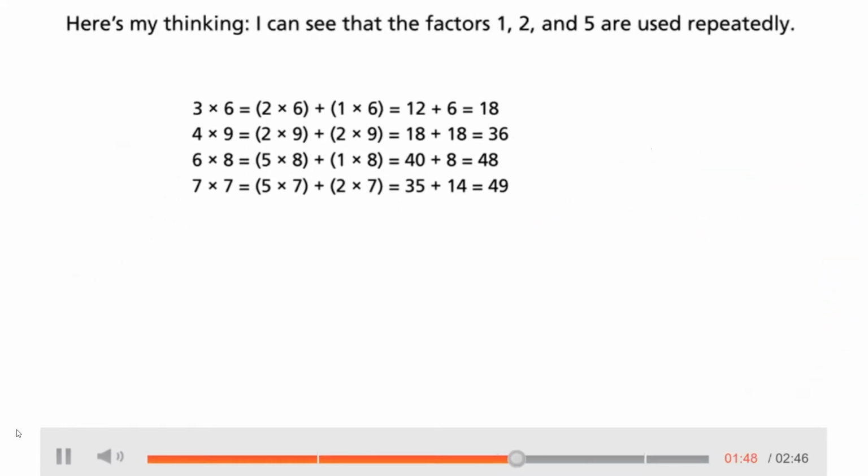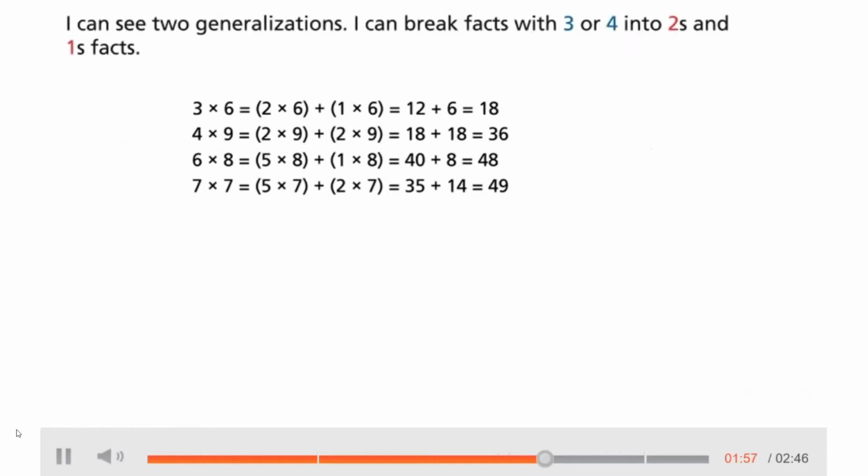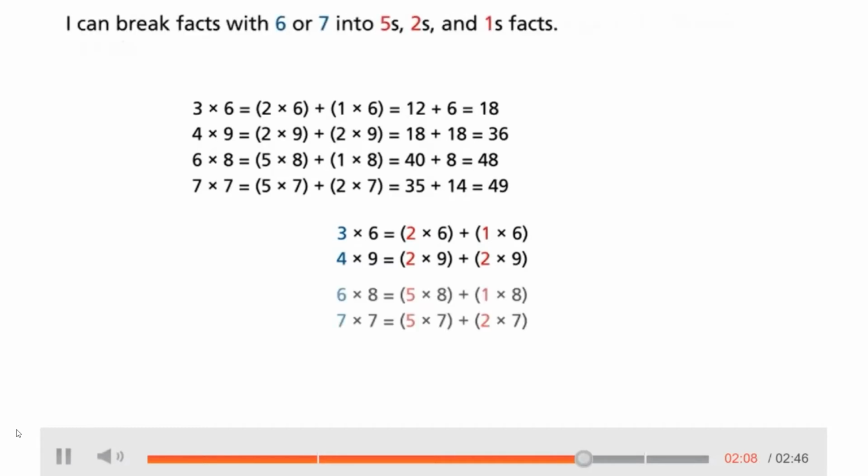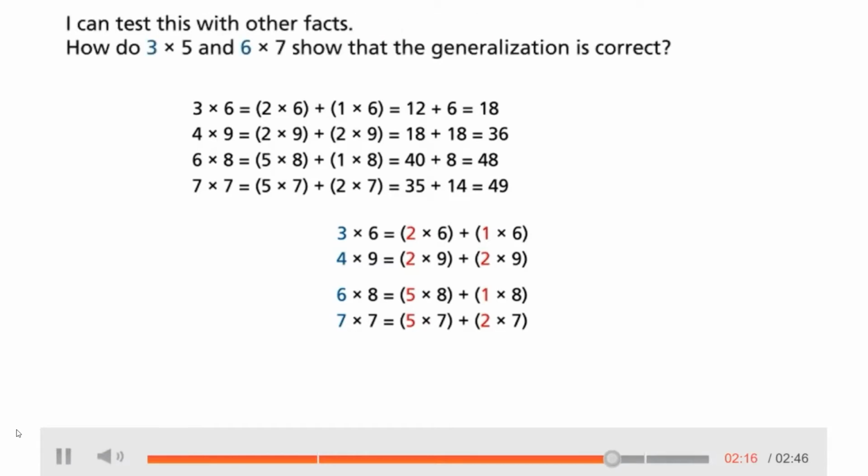Here's my thinking. I can see that the factors 1, 2, and 5 are used repeatedly. I can see two generalizations. I can break facts with 3 or 4 into 2's and 1's facts. I can break facts with 6 or 7 into 5's, 2's, and 1's facts. I can test this with other facts.